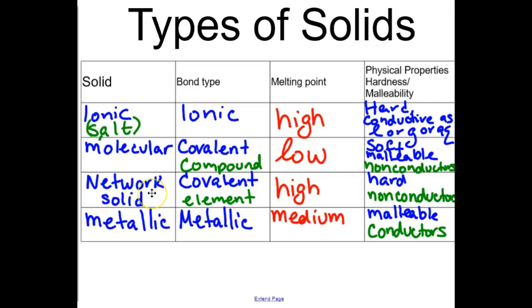Network solids, our example is diamond. They are hard and they're non-conductive. All molecular substances and network solids, since they're covalently bonded and made out of nonmetals, are poor conductors. They're good insulators. Metals have the same properties as when we did the periodic table unit. They're malleable, they're ductile, they have luster, and they are good conductors all the time.